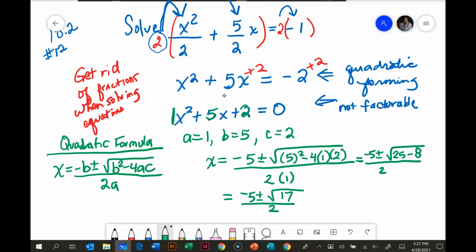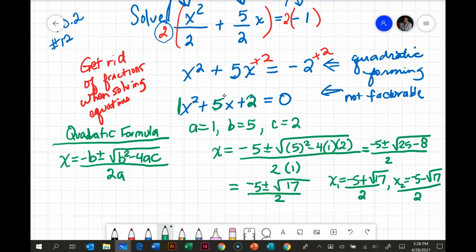And Website obviously does not have a plus or minus symbol. You have to write out the solutions separately, and you separate them by a comma. I know I get that question every semester, but no, there's no plus or minus symbol in Website. So one solution is -5 plus the square root of 17 over 2. And let's call the other one x sub 2. Negative 5 minus the square root of 17 over 2. All right, let's move on to the next problem.